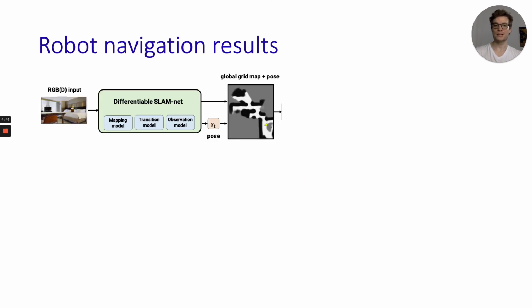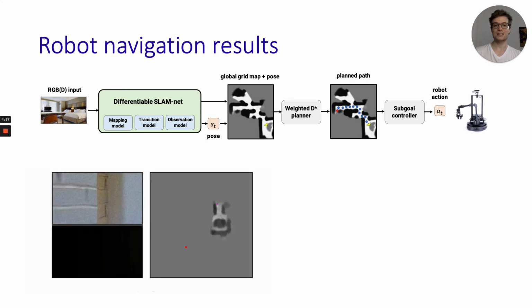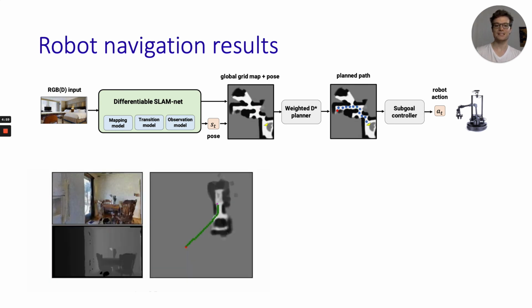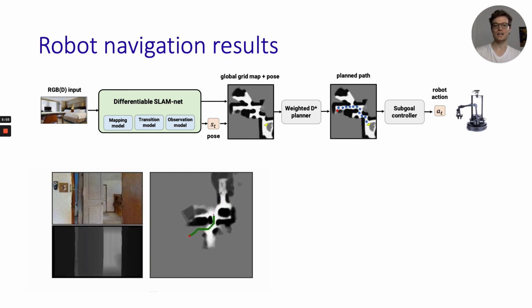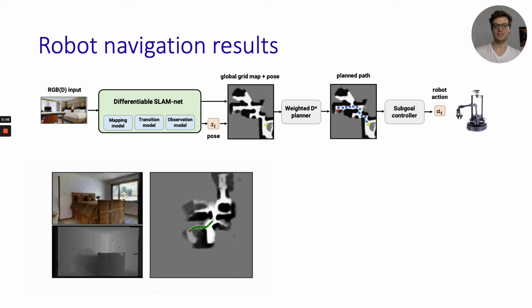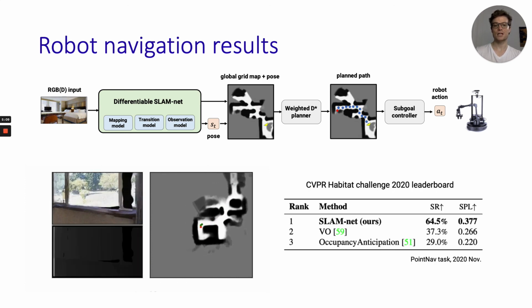We also tried SLAM-net for robot navigation by adding it to a standard navigation pipeline using an A*-like path planner and a simple motion controller. This is our agent successfully navigating in a previously unseen environment. This navigation approach achieved state-of-the-art for the CVPR 2020 Habitat Challenge, significantly improving success rates on a closed test set.